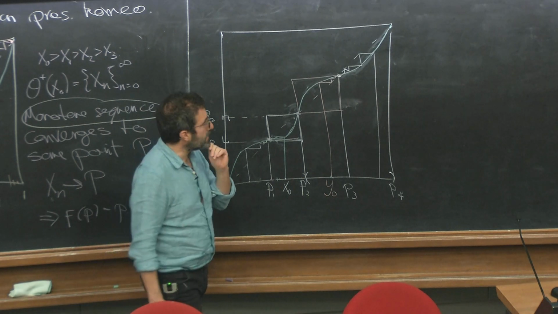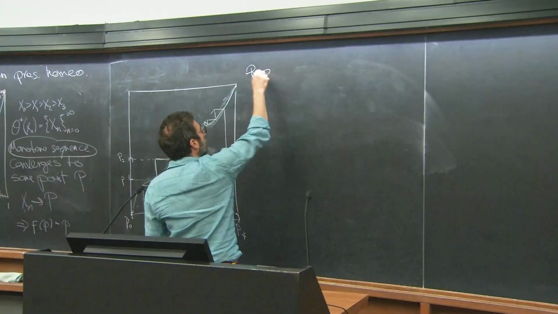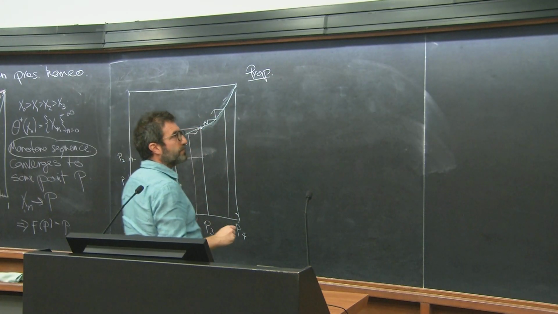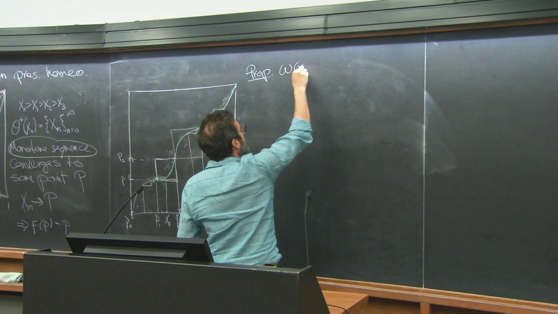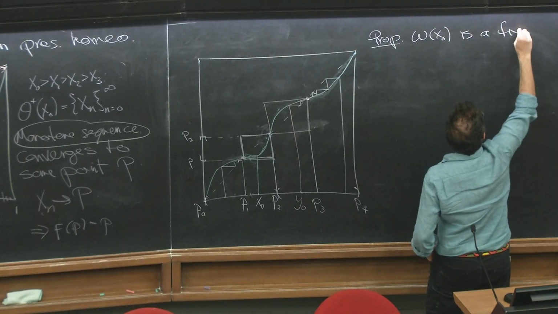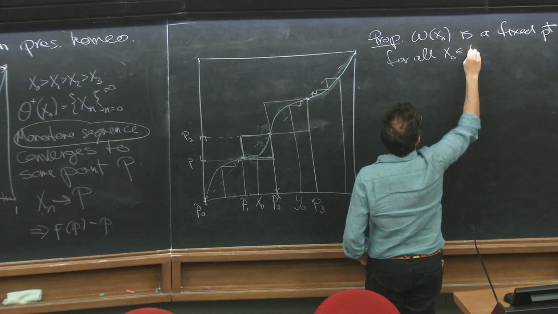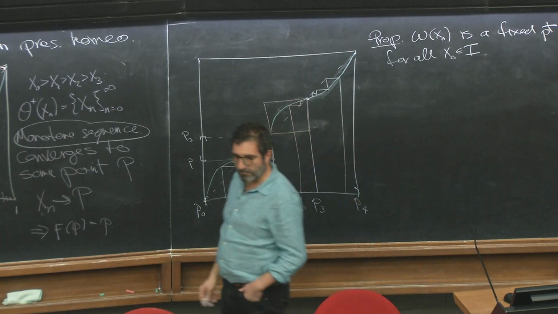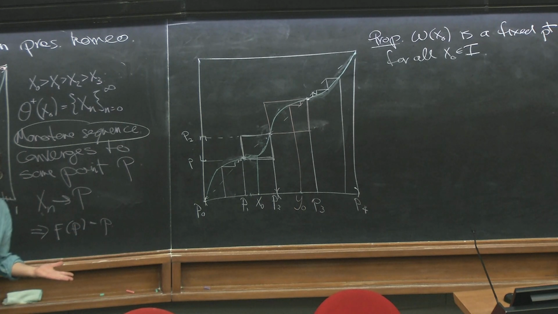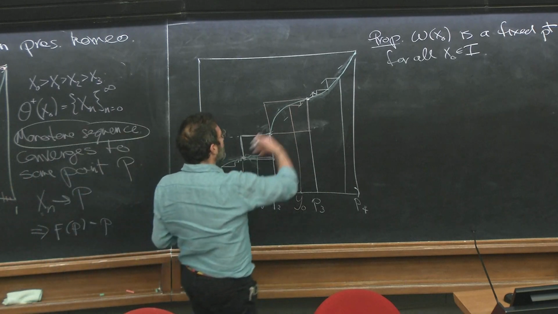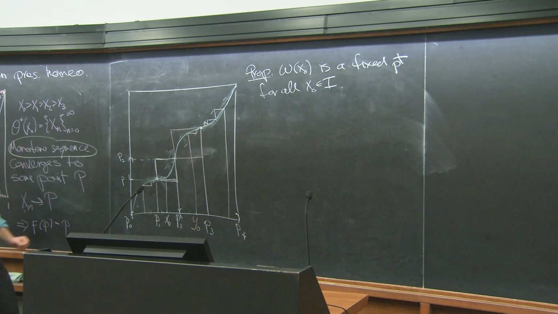I will leave it as an exercise to show that this is always true. That is a proposition. When f is an orientation preserving homeomorphism, the omega limit of x naught is a fixed point, for all x naught in the interval. Basically because every orbit is monotone, if you think about it, right? So because of the monotonicity, I will sketch this, but I want it to be an exercise so that you write this.